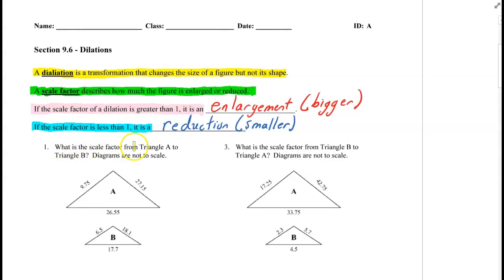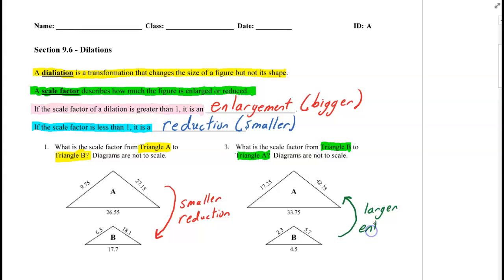The first example says, what is the scale factor from triangle A to triangle B? So from A to B, the first thing to notice here is this is getting smaller, which means it is a reduction. In contrast, if we look at problem number 3, it says from triangle B to A. So from B to A, this picture is getting larger, which means it is an enlargement.